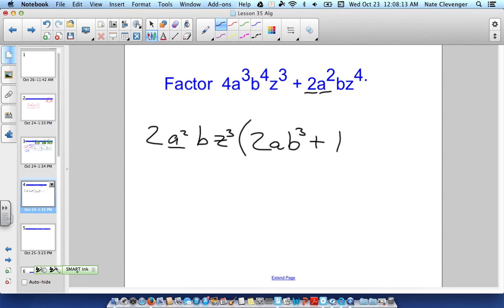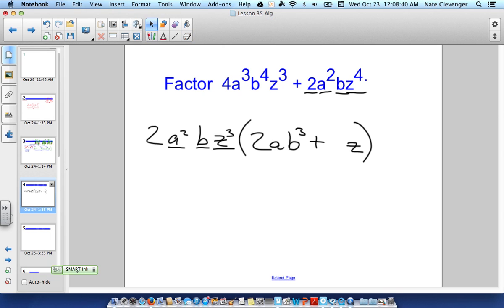The b over b goes to 1. So that would be 1 times 1 times 1. I'm just going to put 1 in there once. Then I have my z to the 4th divided by z to the 3rd. That's z. I have 1z left over. So your answer would be 1z. It really looks better if you don't have the 1 in front of there, but I would accept it. But that would be your answer. That's your greatest common factor. Again, you could distribute this 2a squared b z cubed through to see if that gave you the answer you had to start with.